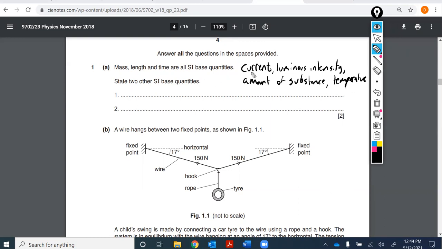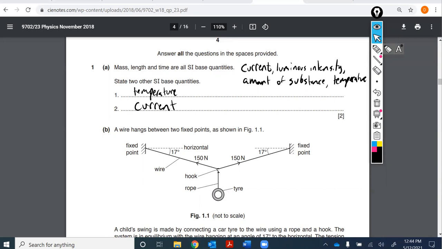So pick your favorite out of this list of 4 here, right? You can't repeat any of these 3. And so I'll say temperature. And how about current? All right.